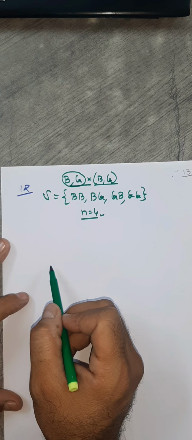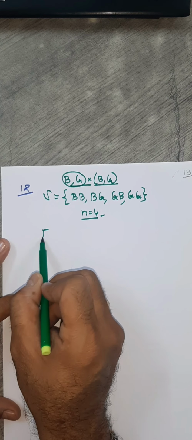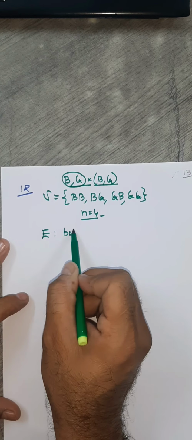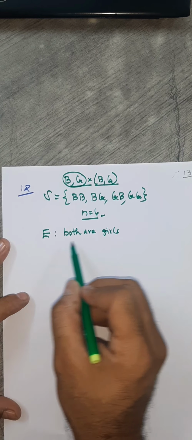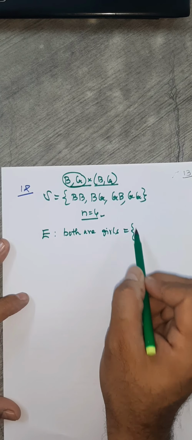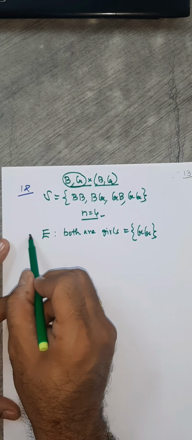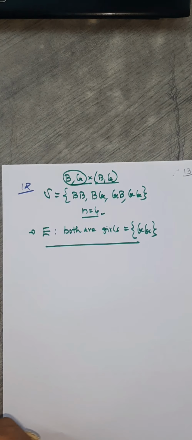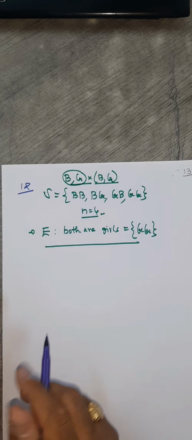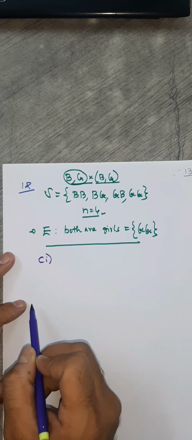What is the probability that both are girls? So I'll take that as event E. Both are girls. You want the probability of this. So both are girls means only one outcome. Here event E is this. I've called both are girls as event E. You can call it anything, labeling is not important. Both are girls. First question.